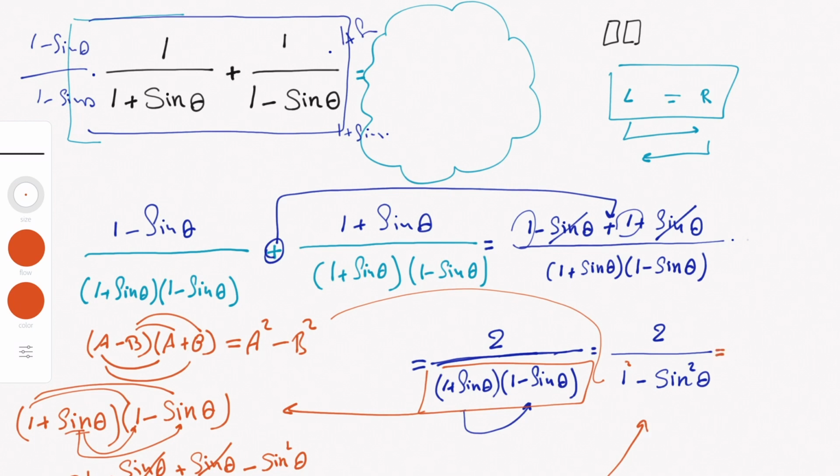And 1 minus sine squared theta is cosine squared theta. So we got 2 over cosine squared theta. You can leave it like this, or you can write 2 secant squared theta.